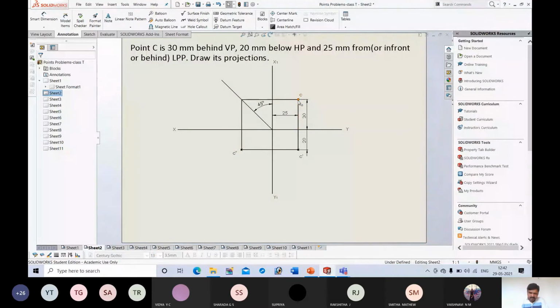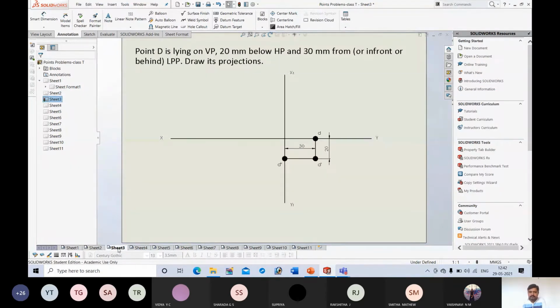In this case, instead of 30 behind VP, it is on VP here. Since it is on this point, if I draw a horizontal, it will meet this 45-degree inclined line at this point only. Now from this point I should draw a vertical. So that is the procedure I followed for this problem.